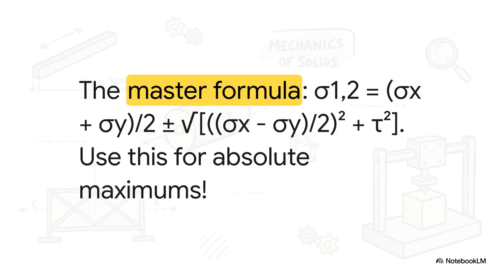Which brings us to the big one, the master formula for principal stresses. Sigma 1 and 2 equals the average of the normal stresses plus or minus the square root of the difference divided by 2 squared plus the shear stress squared. You 100% need this committed to memory for Part B of the exam. This is how you find the absolute maximum and minimum stresses the material will ever experience, which specifically occur on planes where the shear stress is 0.